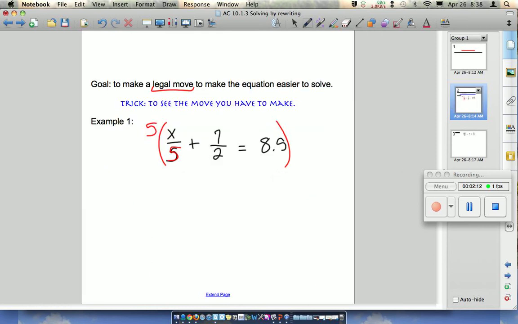So when I multiply everything by 5, the first fraction is 5x over 5. The second one, I'd have to distribute the 5. I can do 5 times 7 on top. And remember, when multiplying fractions, we multiply across top and bottom. So this 5 is really 5 over 1. So I get 35 over 2. And again, I have to do it on the right-hand side as well. And I'm going to get 42.5.